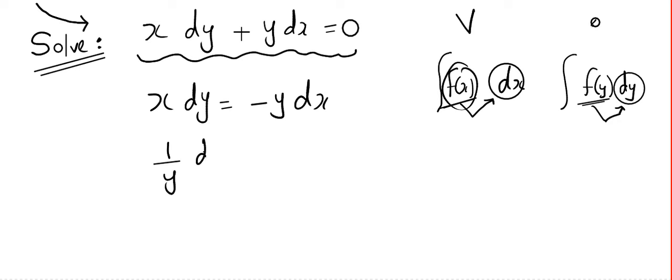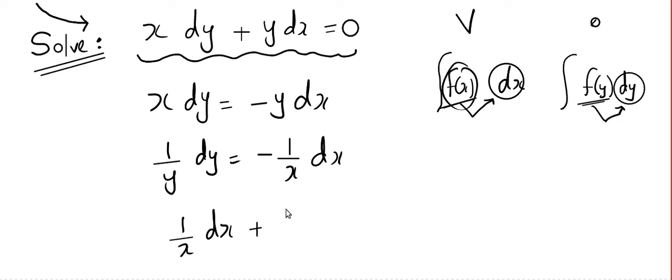So that into dy is equal to minus 1 by x into dx. Achieved. Look at this. I brought dy along with 1 by y and dx along with minus 1 by x, and if you want to make it neat, you can write 1 by x into dx plus 1 by y into dy equal to 0.